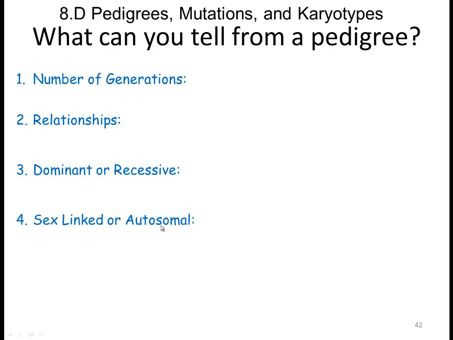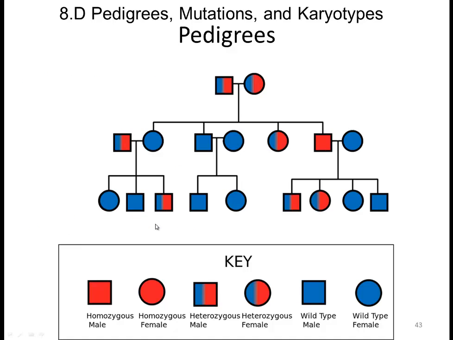We can show sex-linked and autosomal. Sex-linked usually affects one particular sex, usually a male. Autosomal can be any sex.